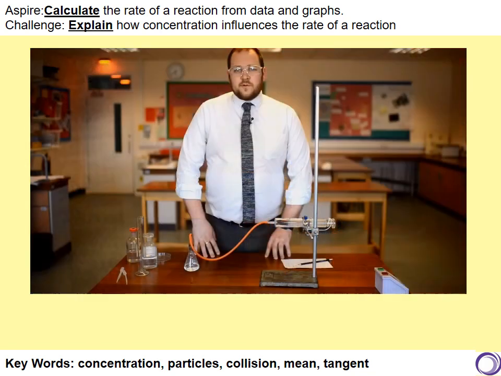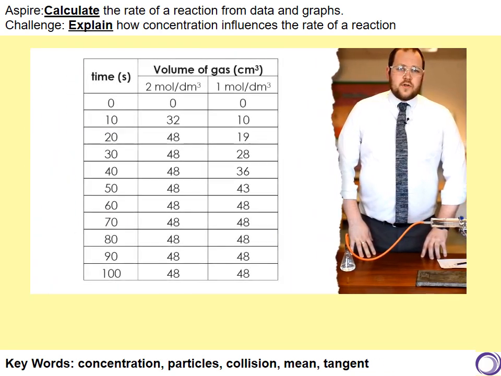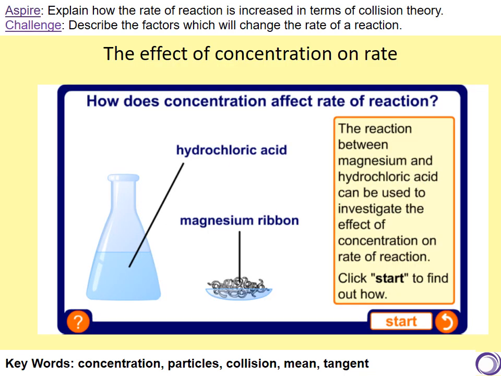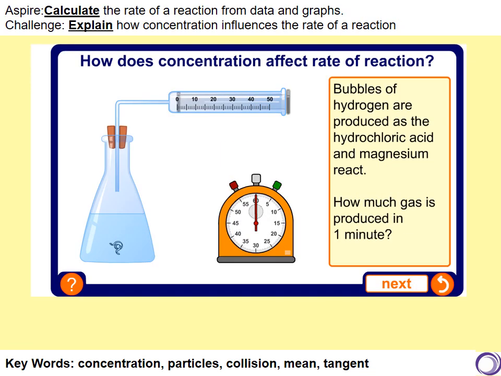Now you've collected results of different concentrations, you're going to draw a graph of your results. If we look at that practical in a little bit more detail, we're going to add magnesium ribbon to hydrochloric acid. Using a gas syringe and a stop clock, we would then time the reaction and record the volume of gas produced, ideally every 10 seconds.